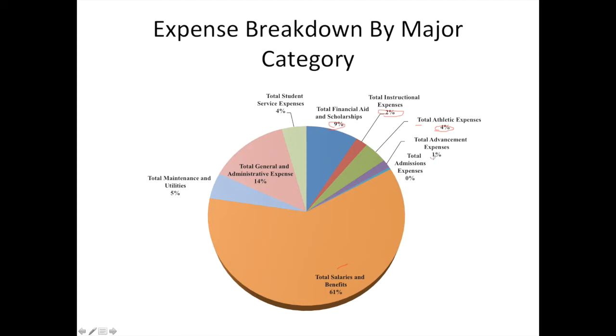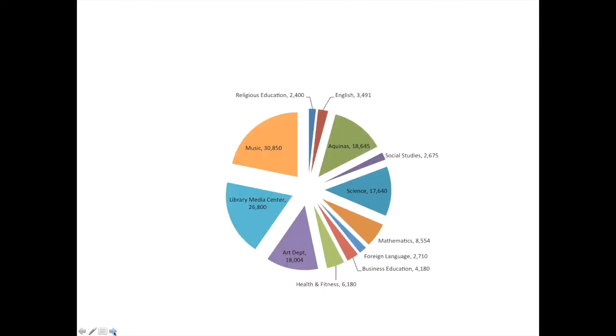Total advancement expenses, 1%. That means what does it cost us to raise the money, whether that's for an auction or a gala of some type or an annual fund. What is it costing? Now in this particular case, you see admissions, 0%. Does that mean that they're doing it for free? No. It means that it's less than 1% in this particular program, so it didn't record it. But it does cost some money to run the admissions program.